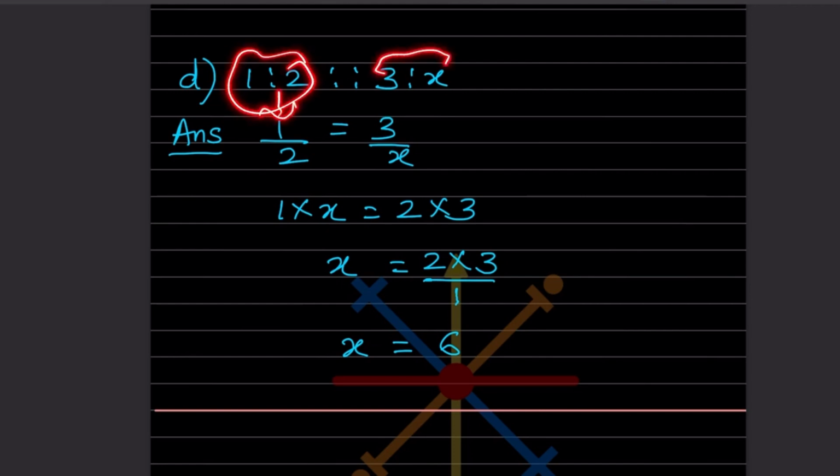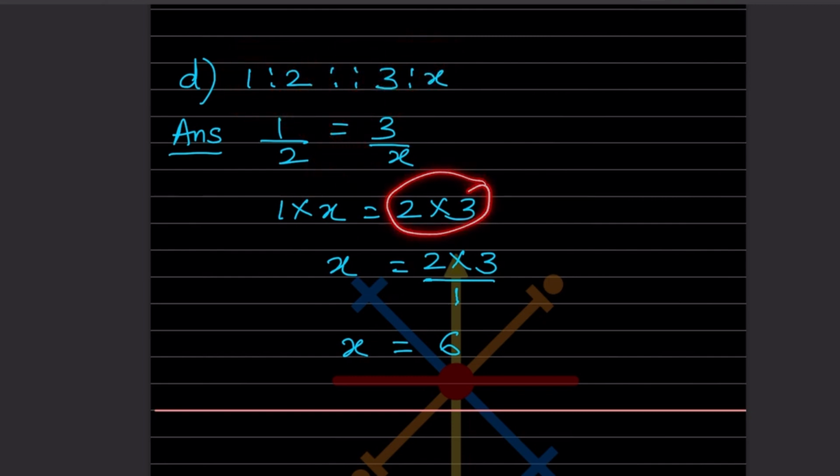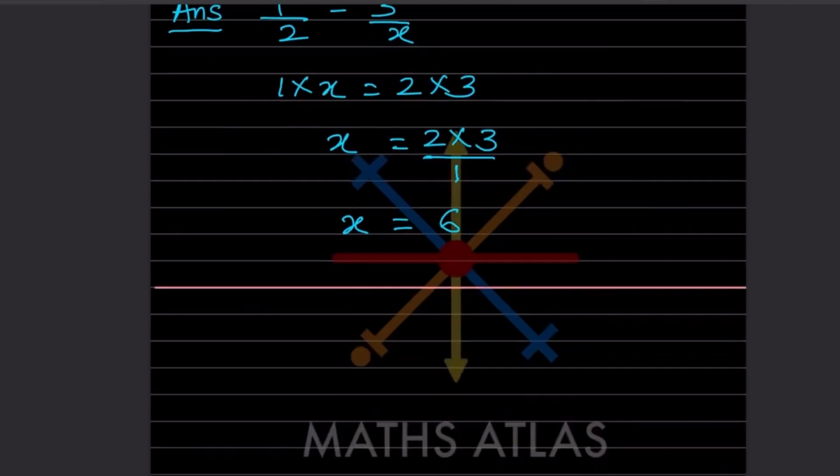Again here the same. 1 by 2 is equal to 3 by x. This is x, 1 into x. 2 into 3. x is 2 by 3, and this 1 remains the number itself, right? So 3 twos are 6. When anything is divided by 1, it's the number itself.